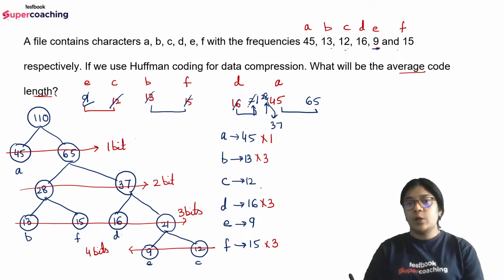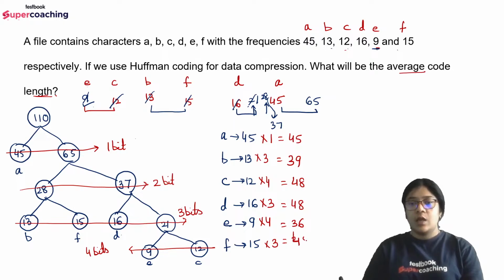So we do not need to write the code anywhere. 4 bits are required. So this is 45, 39, 48, 48, 36 and 45. So you will get the total bits here and finally return all the numbers. Is this clear?